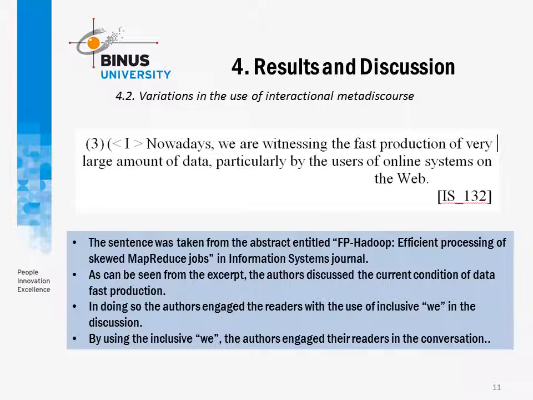It could be seen from the excerpt that the authors discussed the current condition of fast data production. In trying to persuade the readers of the idea of a more effective and efficient system, the authors engaged the readers with the use of the inclusive "we." So here, the authors engage in a conversation with the readers by saying you and me, we, together, we are witnessing. At this very beginning, in the introduction section, the authors try to persuade the readers by including them in the discussion, taking the readers to the perspective or position of the authors rather than to the opposite position. By using the inclusive "we," the authors engage their readers in the conversation.